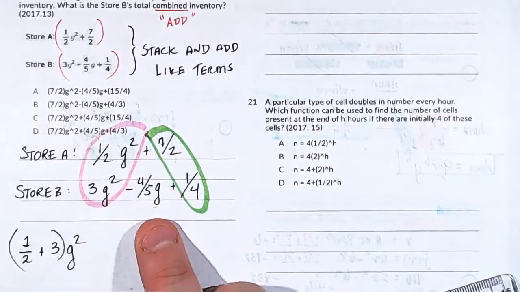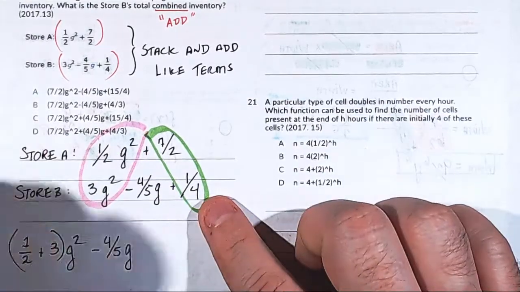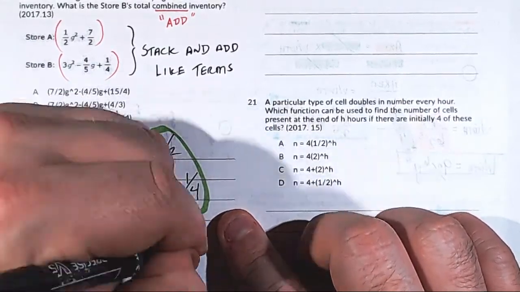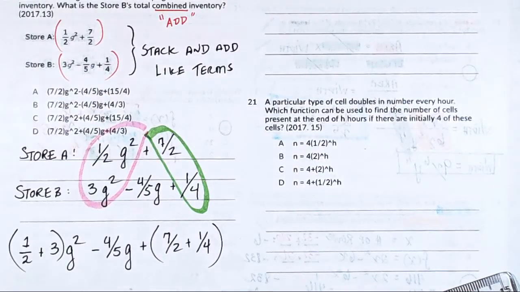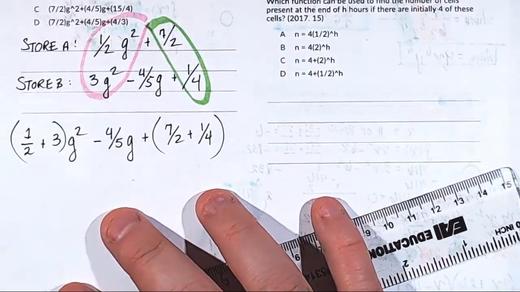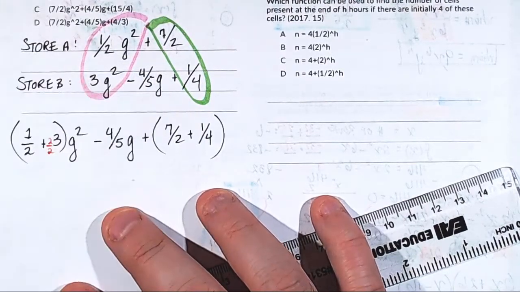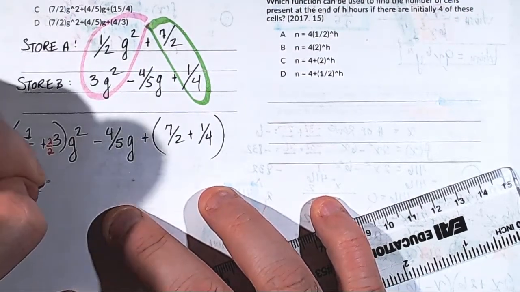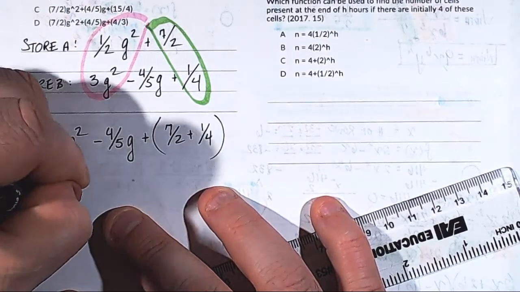Okay, and then this is all by itself, so it's minus 4/5 g. And then over here I've got plus 7/2 plus 1/4. And I just need to get common denominators and solve it out. Not a problem. So if I want a common denominator with 1/2 for that whole number 3, I can multiply by 2/2. So I'll rewrite 1/2 plus 2 times 3 is 6/2, 6/2 g squared.